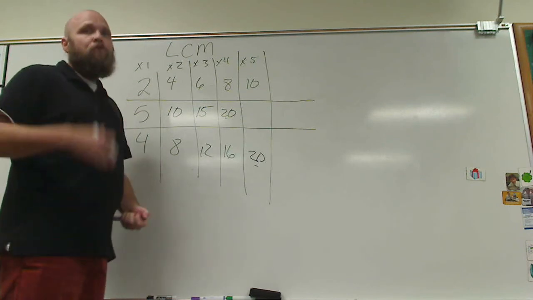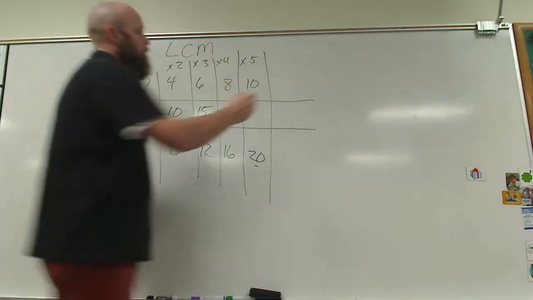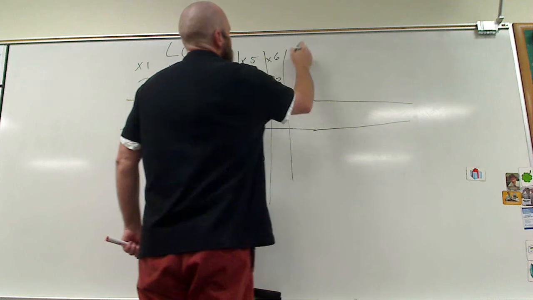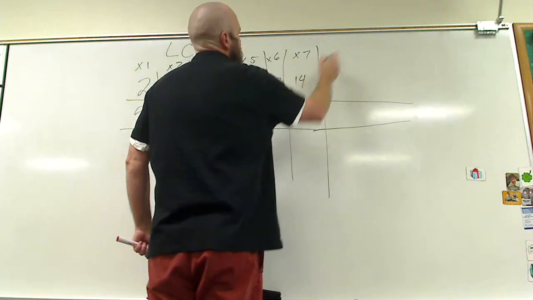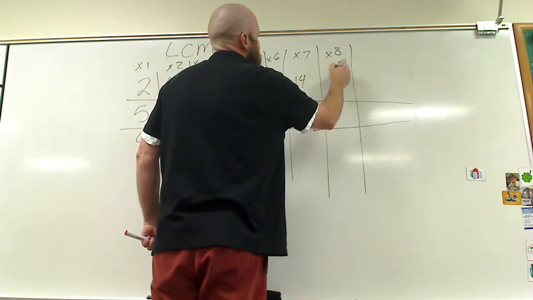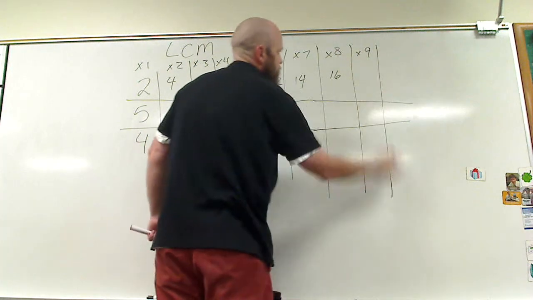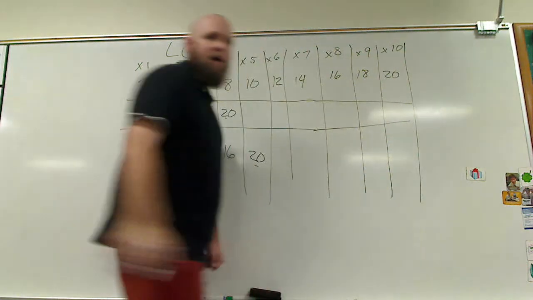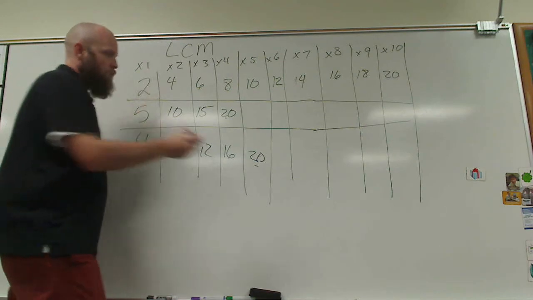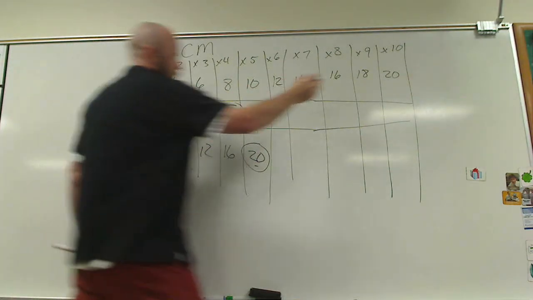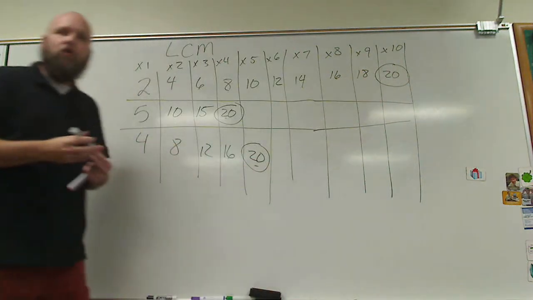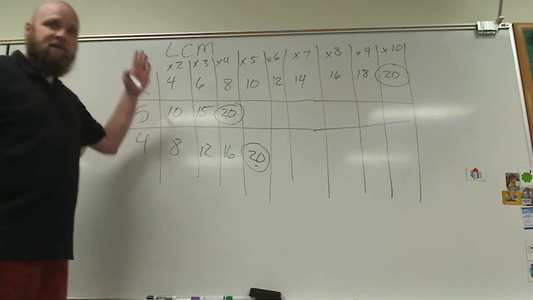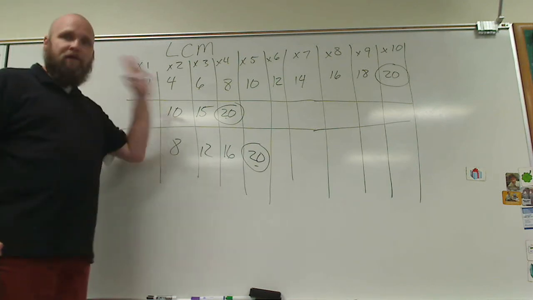Let's see if 20 shows up in the multiples of 2. Times 6 is 12. Times 7 is 14. Times 8 is 16. Times 9 is 18. Times 10 is 20. Okay? So now we have a 20 in all 3 rows. We have a 20 here, a 20 here, and a 20 there. That is the first number that appears in all 3 rows. So therefore, our least common multiple in this case is 20.